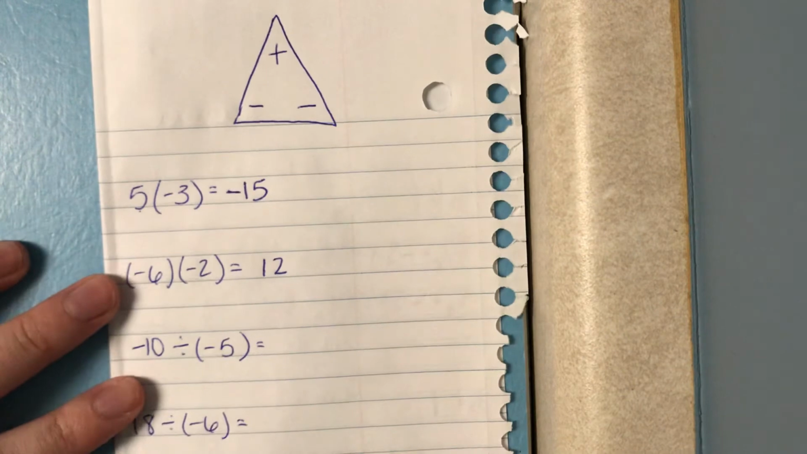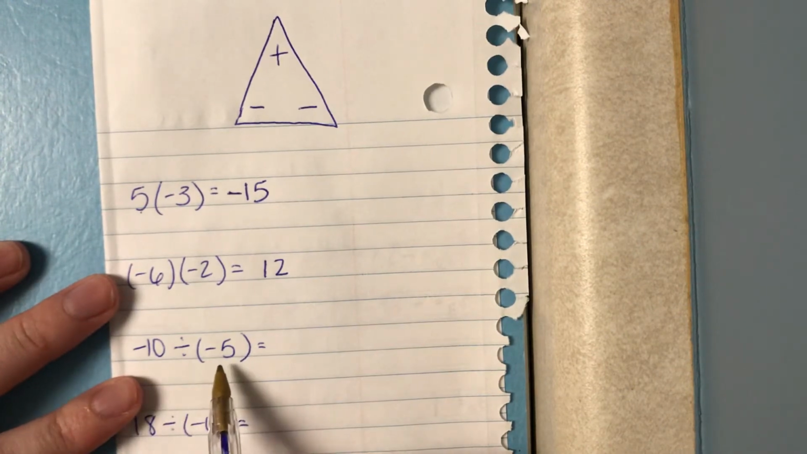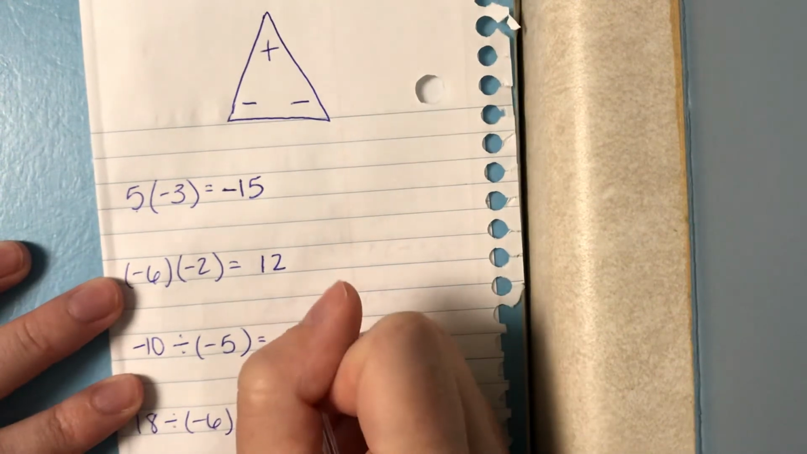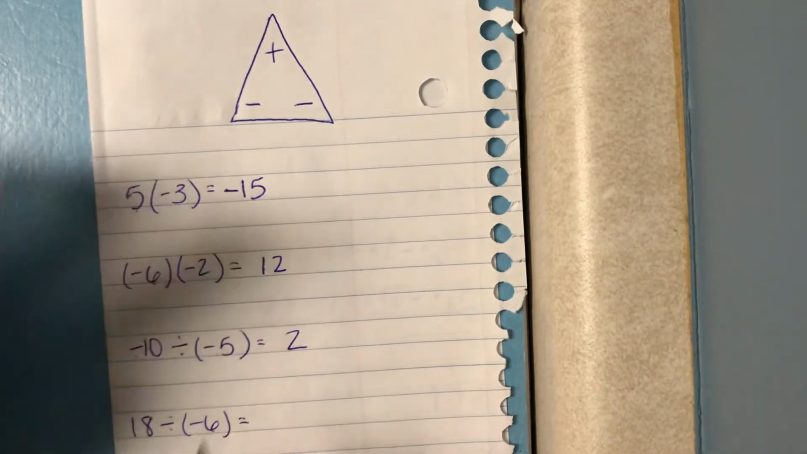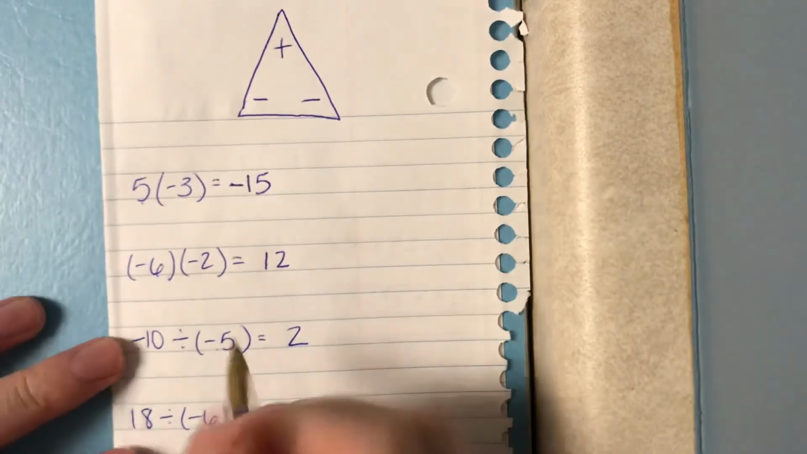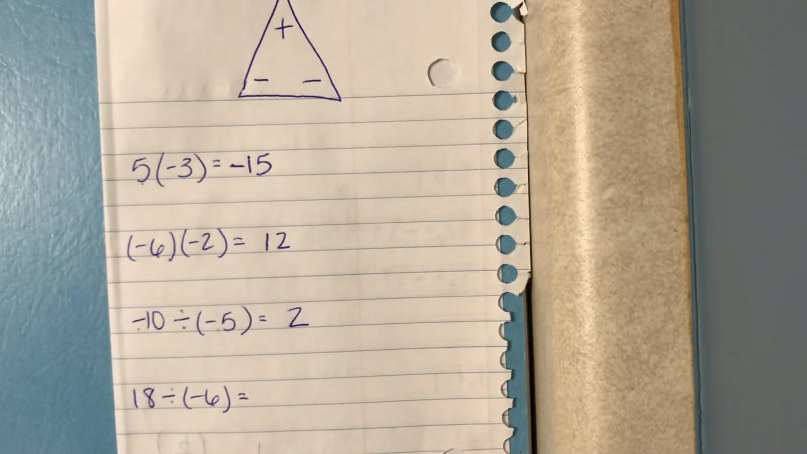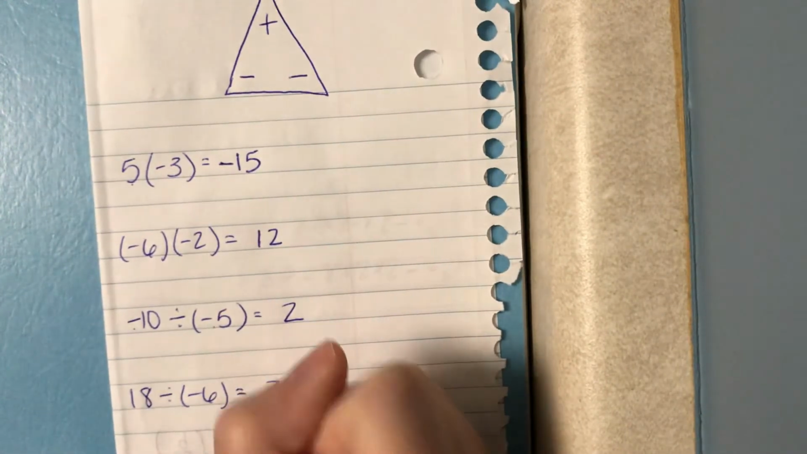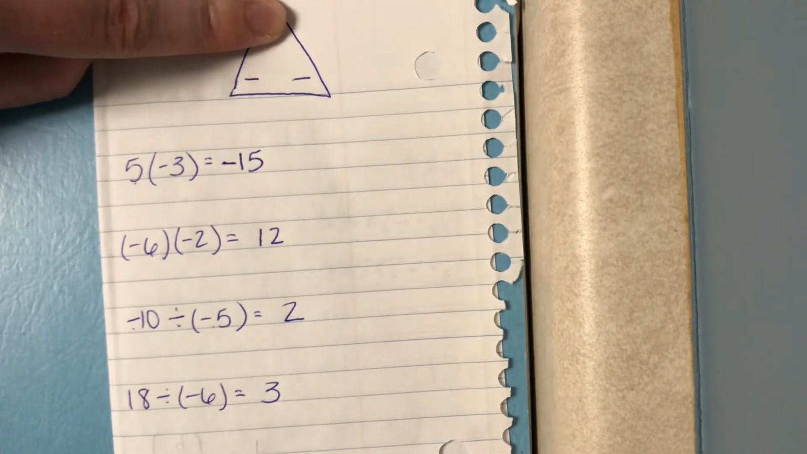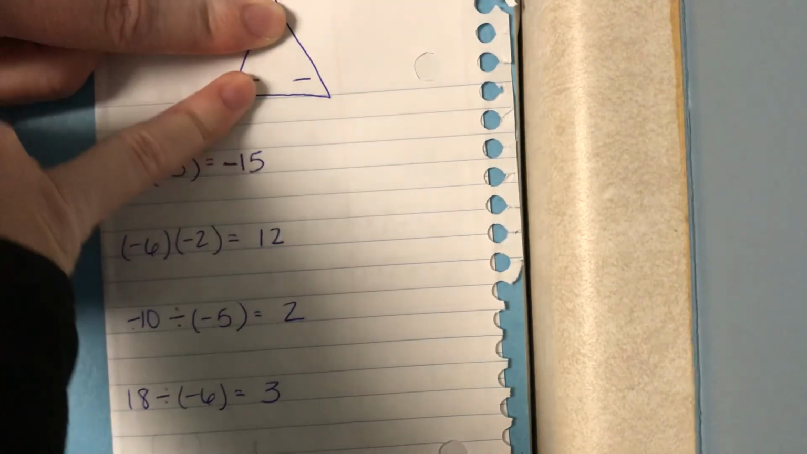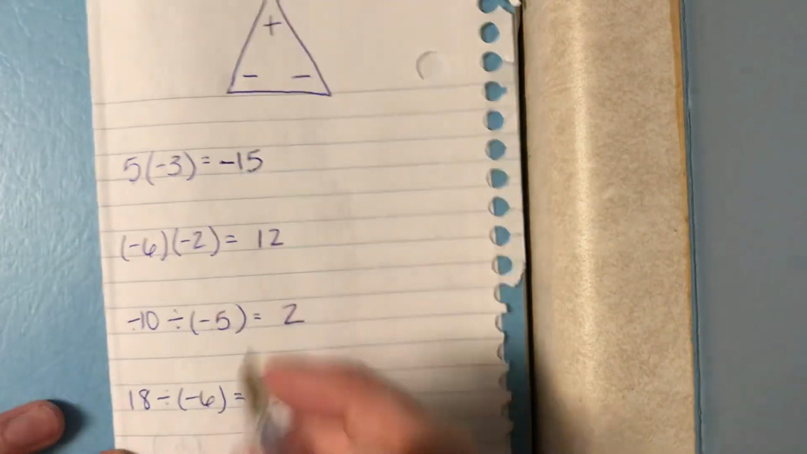Okay, next one, I have negative 10 divided by negative 5, so 10 divided by 5 is 2. And then I have a negative and a negative, so if I cover up my two negatives, my answer is going to be positive. So I can leave that alone. Then last one, 18 divided by negative 6. So 18 divided by 6 is 3. My 18 is positive and my 6 is negative. So if I cover those up, my answer should be negative.